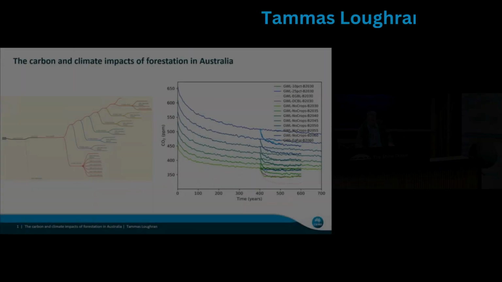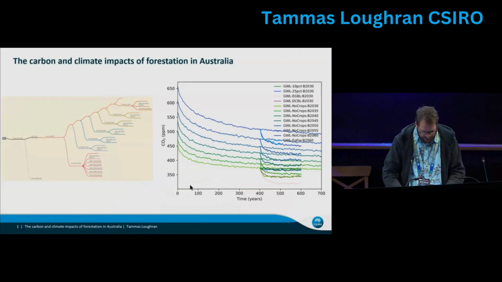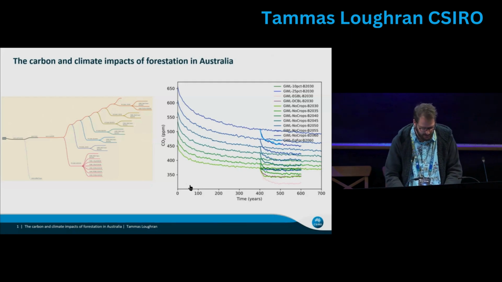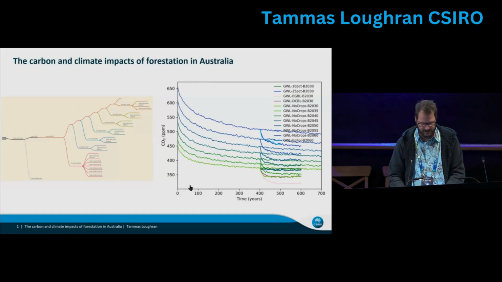Hello, I'm Tammas Loughran from CSIRO. It's becoming increasingly clear that in order to meet the Paris Agreement targets, we need to remove CO2 from the atmosphere. Current strategies rely heavily on the natural land sink, such as afforestation, but it's unknown how much CO2 this could remove or what the effects would be on the climate.